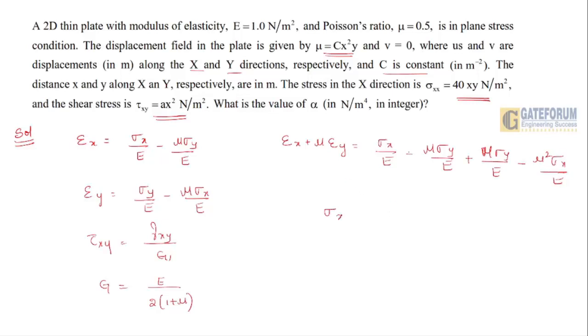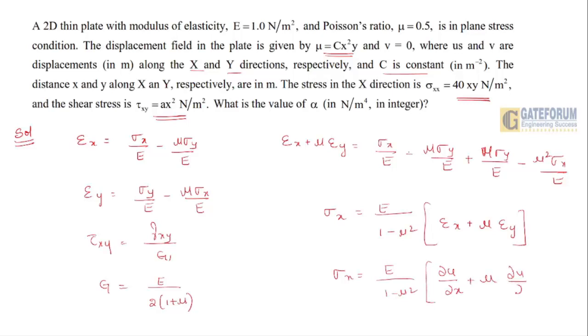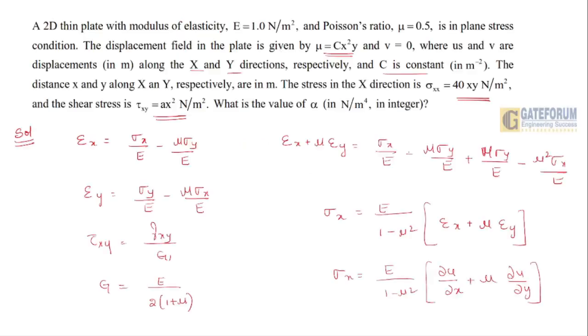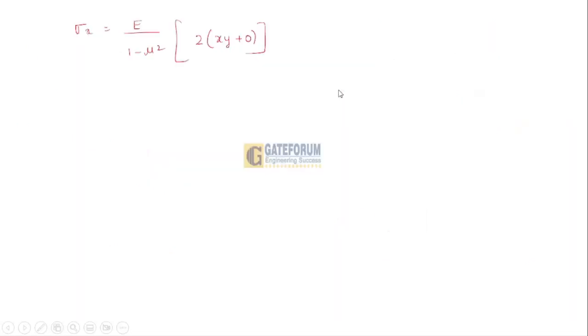From here we'll write sigma x is equal to E by 1 minus mu square into epsilon x plus mu into epsilon y, right? So sigma x equal to E by 1 minus mu square into dou u by dou x plus mu into dou u by dou y. That is sigma x equal to E by 1 minus mu square dou u by dou x. We'll get how much? 2xy plus 0. This is the condition, 2xy minus 0, right?